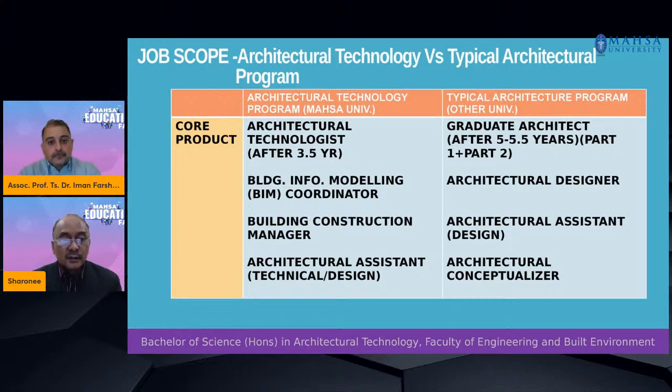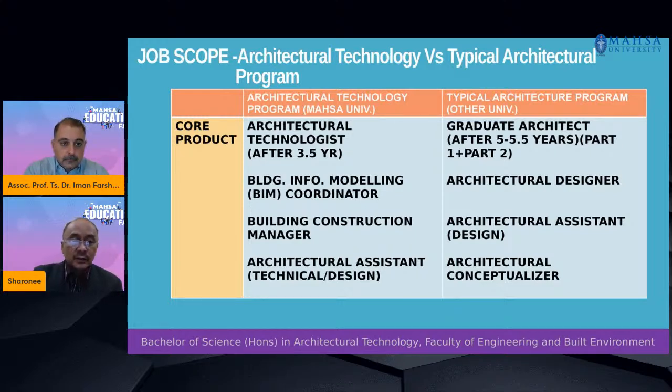Because the program is architecture technology, and a typical architecture program is normally called architectural studies, architecture science, or architecture design. Because we are aiming to produce architecture technologists within 3.5 years, we can produce a graduate as an architecture technologist. But of course, to go into a typical architecture program, you need to spend about 5.5 years, because they have part one and part two, in order to be considered a graduate architect.